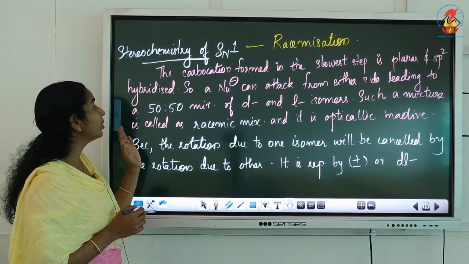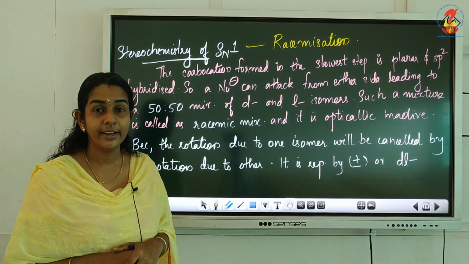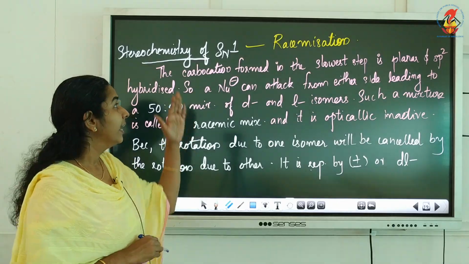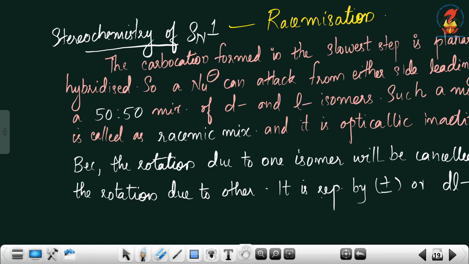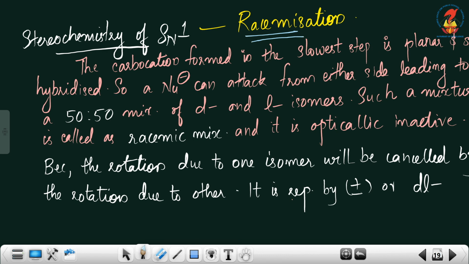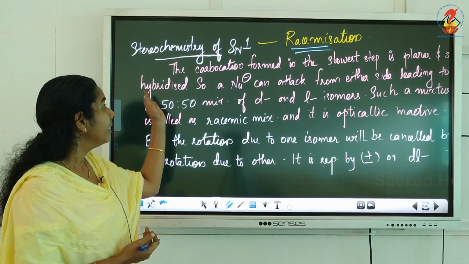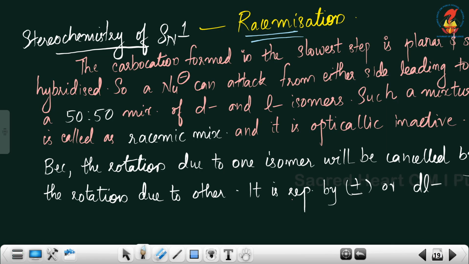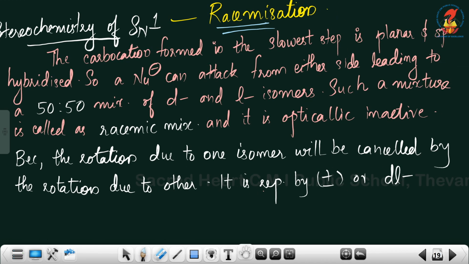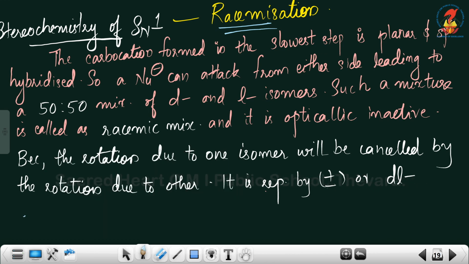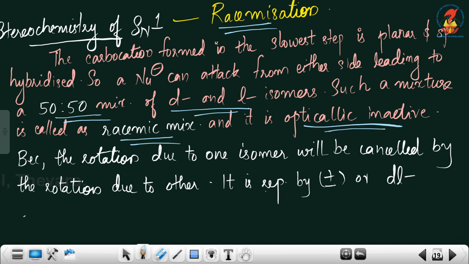Now what about the stereochemistry of the SN1 mechanism? It is known as racemization. The stereochemistry of the SN1 mechanism is racemization. Why? As we explained, the carbocation formed in the slowest step is planar and sp2 hybridized. So the nucleophile can attack from either side, leading to a 50:50 mixture of D and L isomers. And such a mixture is known as a racemic mixture, and it is optically inactive.